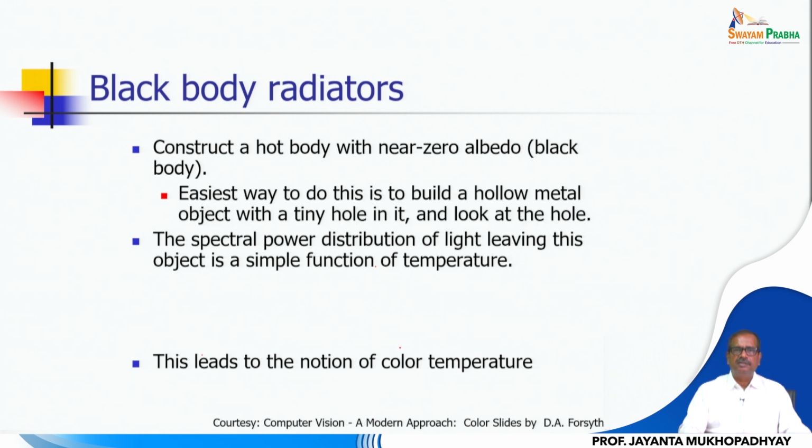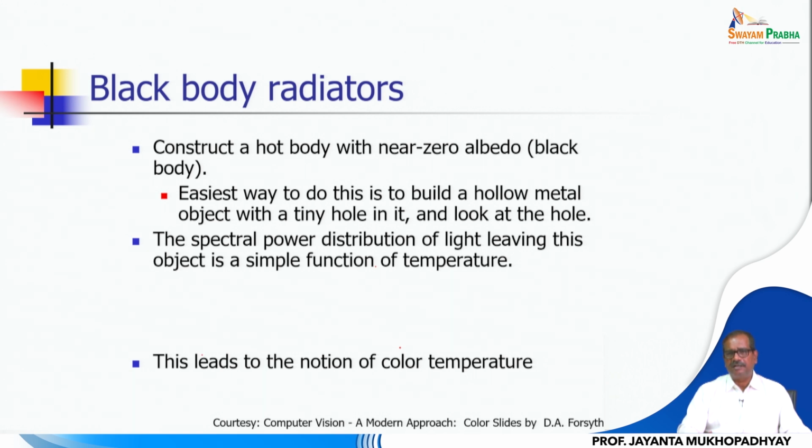hot body. So one of the ways you can construct a black body radiator approximately is that you can consider some hollow metal object, say a spherical object, and make a very tiny hole, and the radiation coming out of that hole basically mimics the black body radiator.